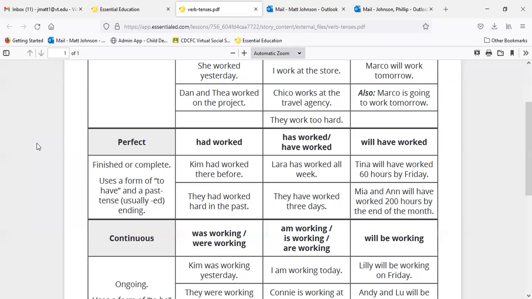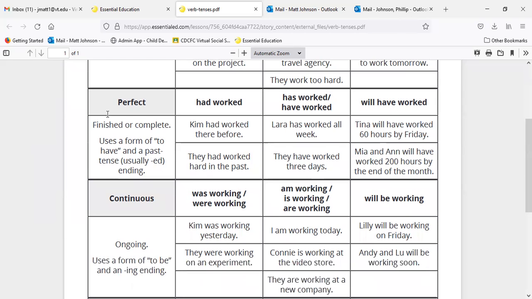Okay. Will have worked. So in the future, Tina will have worked 60 hours by Friday. So that work is going to be completed when she works 60 hours by Friday. Mia and Ann will have worked 200 hours by the end of the month.